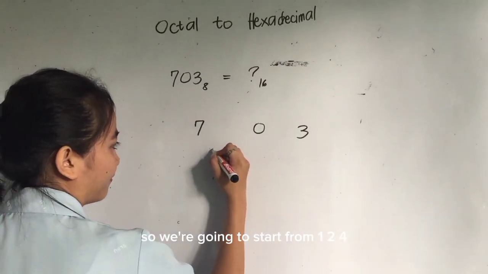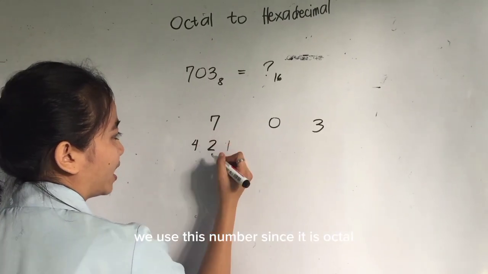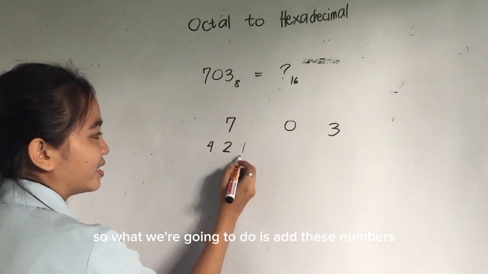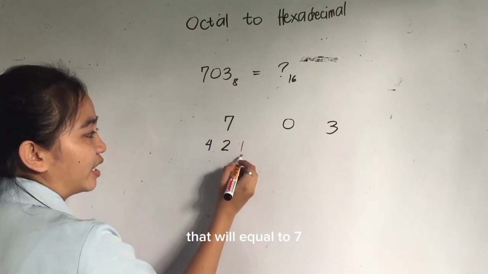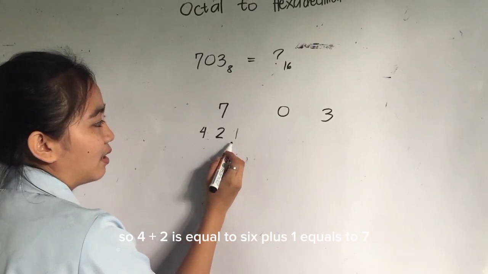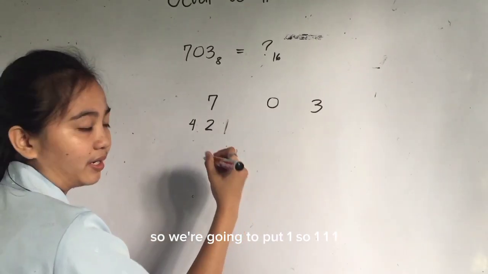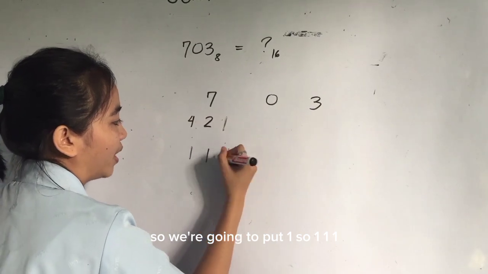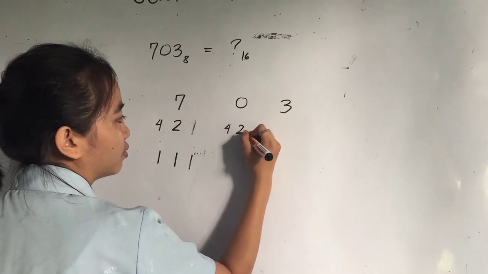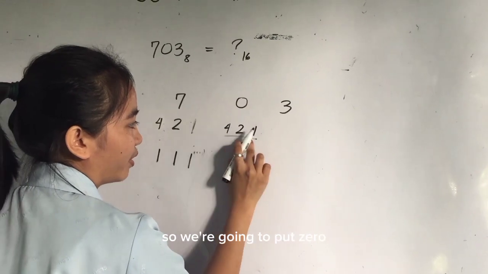So we're going to start from 1 to 4. We use these numbers since it is octal. So what we're going to do is add these numbers that will equal to 7. So 4 plus 2 is equal to 6 plus 1 equal to 7. So since we use all these numbers, we're going to put 1. So 1, 1, 1. So next is 0. So 4. So since we didn't use these numbers, we're going to put 0.